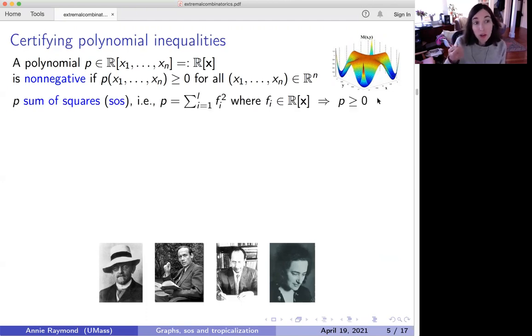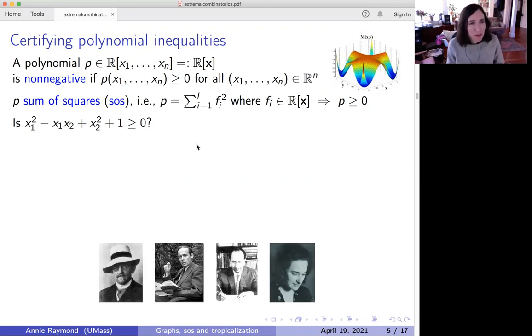And I say that a polynomial is a sum of squares if I can write it as a sum of finitely many squares of polynomials. So the square of a polynomial is non-negative if I evaluate it on any point in R^n. So a sum of squares is going to be non-negative. So if I can write a polynomial as a sum of squares, then I definitely know that it is non-negative.